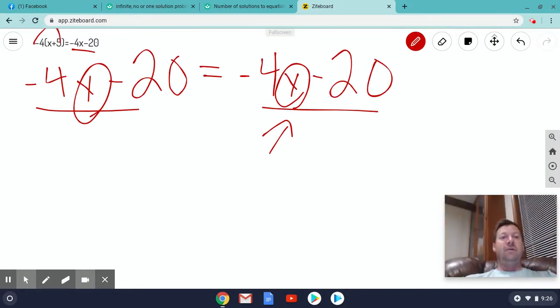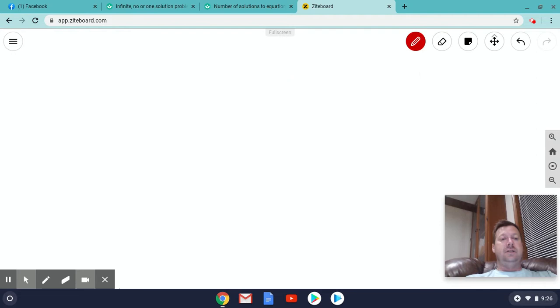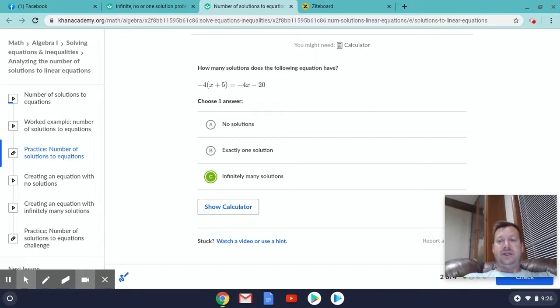It will not matter what value I put in for x. If I put in the same value on both sides, since both equations are identical, I'll get the same answer every time. And that means that I have all solutions. So let's jump back over here and click infinitely many solutions and check.